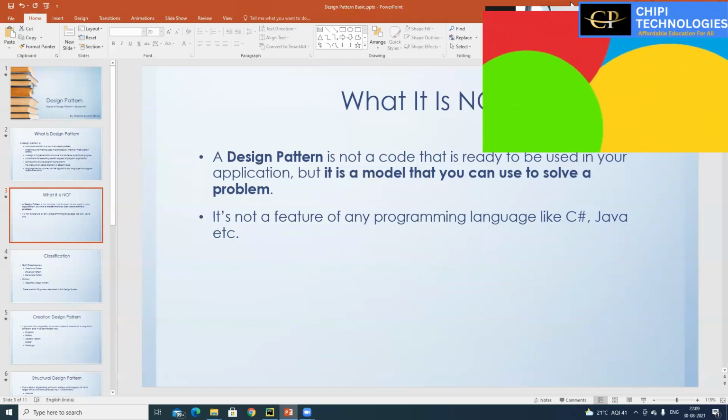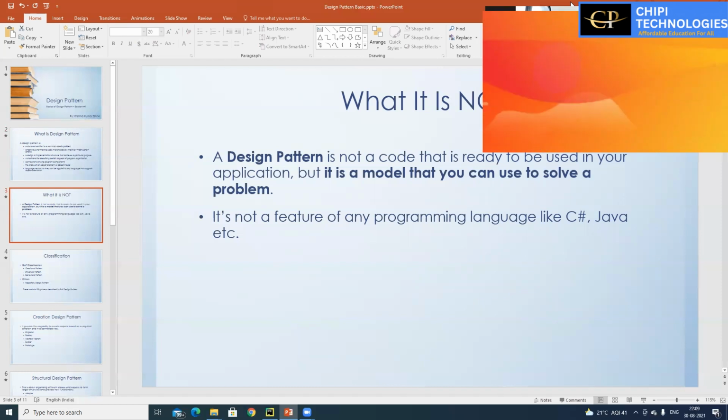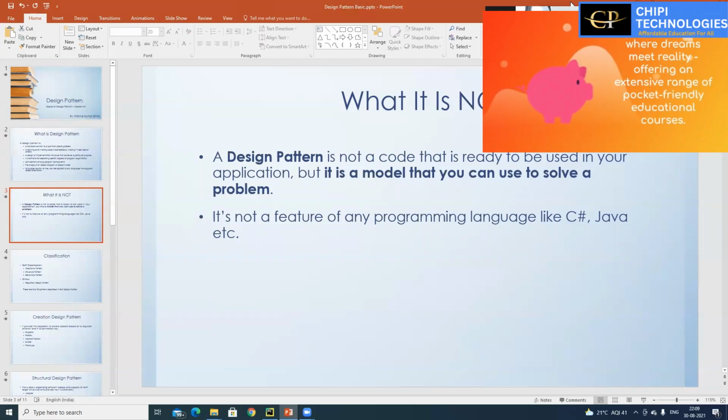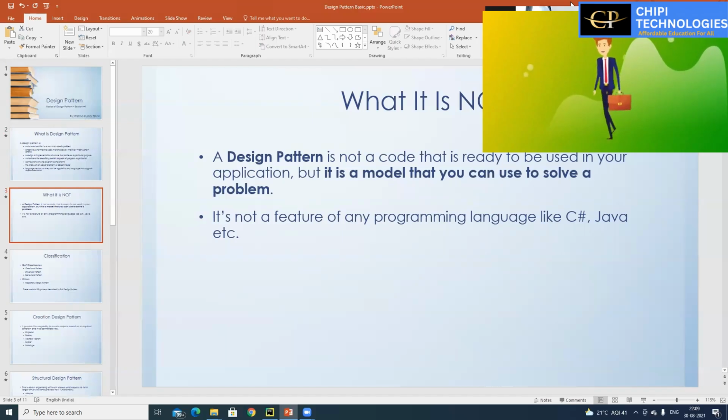It's not code written in any language that you can copy and paste. It's a high-level or generic diagram, some kind of class diagram, right? It's not code, but this diagram you can implement in any language, whether it is C#, Java, or any other object-oriented programming language.